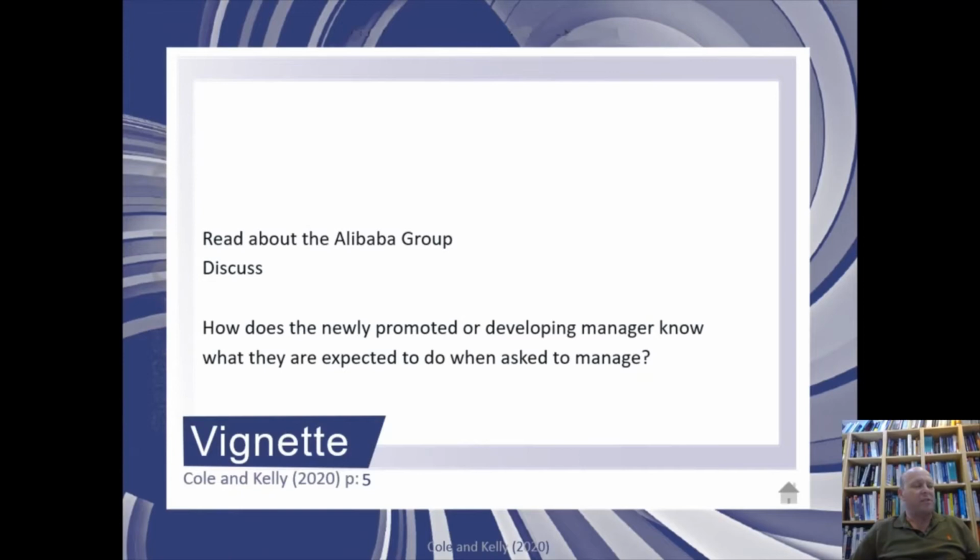So one of the first things you need to do, and you'll do that with each of the chapters in the Colin Kelly textbook, is start by getting some kind of context, some real-world understanding. So read the vignette on page 5, and then discuss it with people in your class.